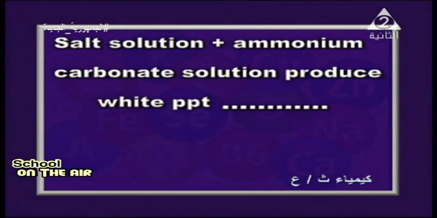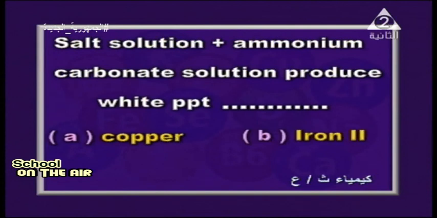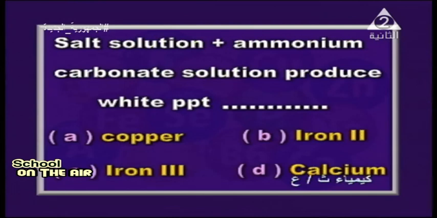Next one. Salt solution plus ammonium carbonate solution produces a white precipitate. What is the cation here? Is it copper, iron 2, iron 3, or calcium? If you think about it, yes, the answer will be calcium.